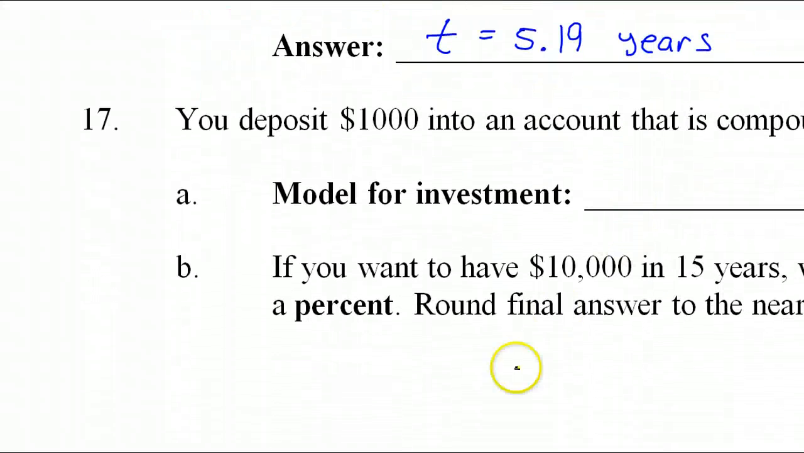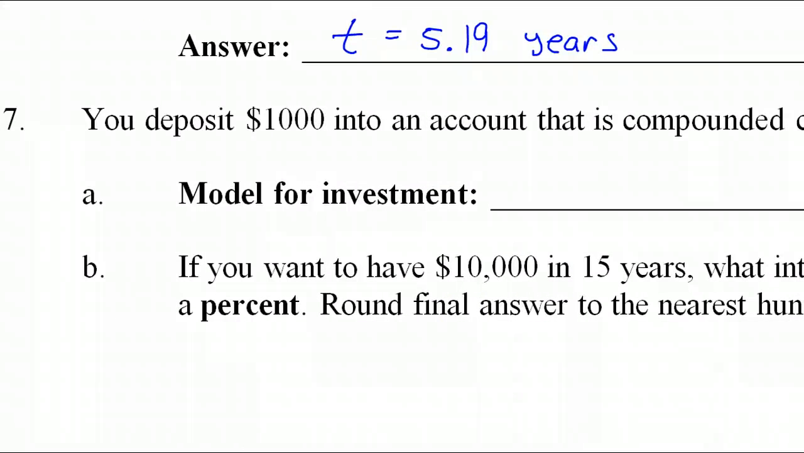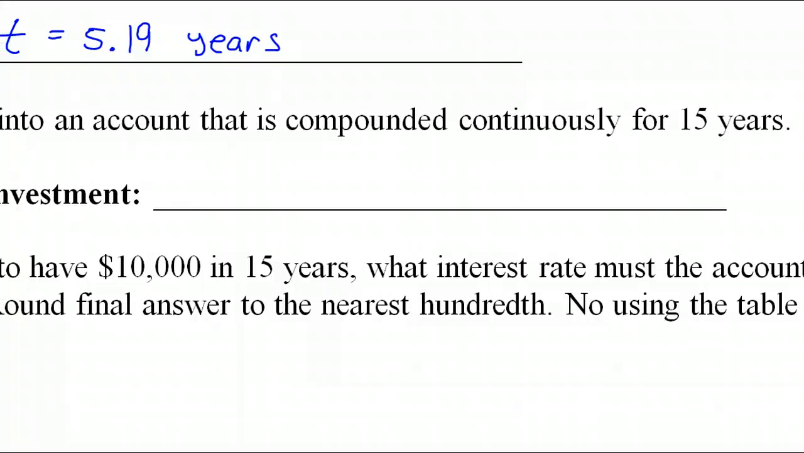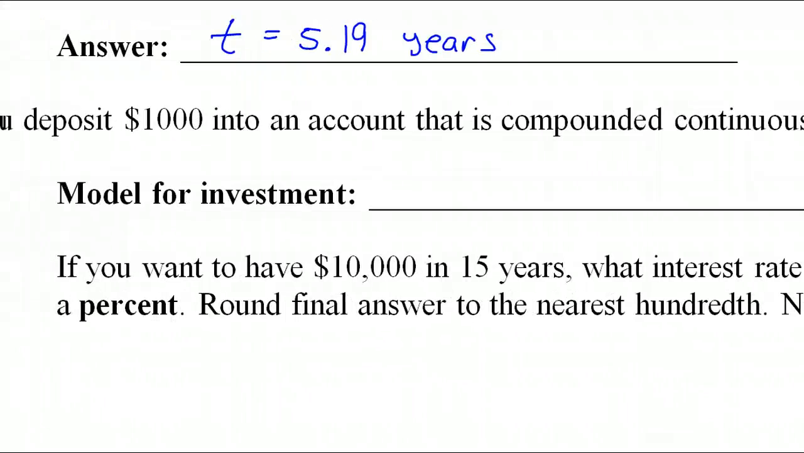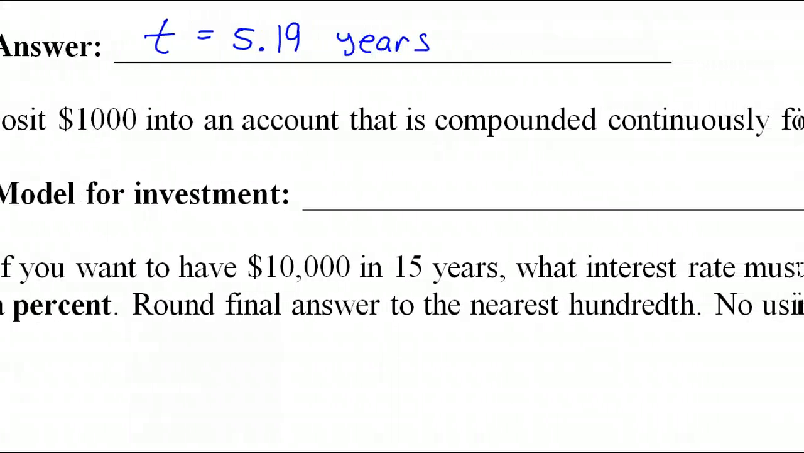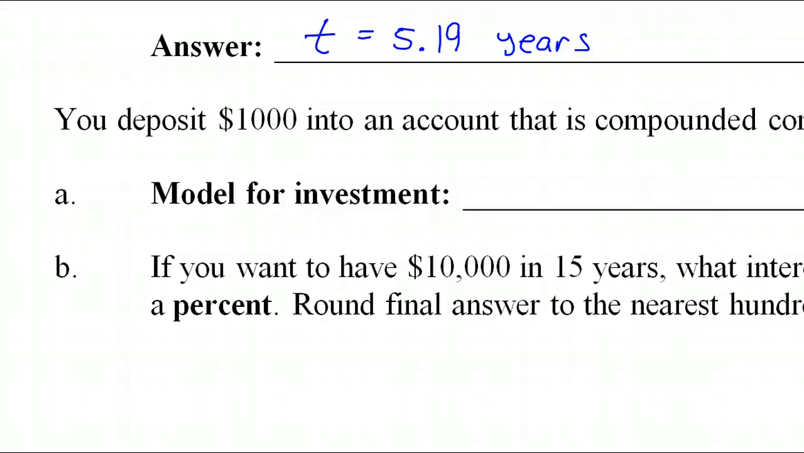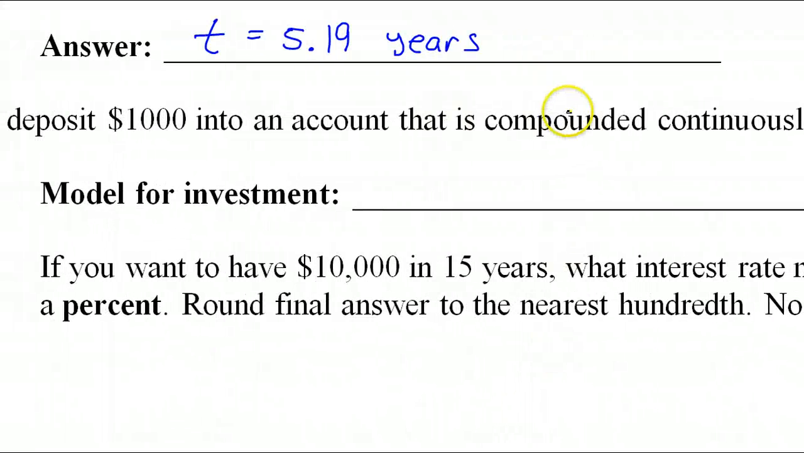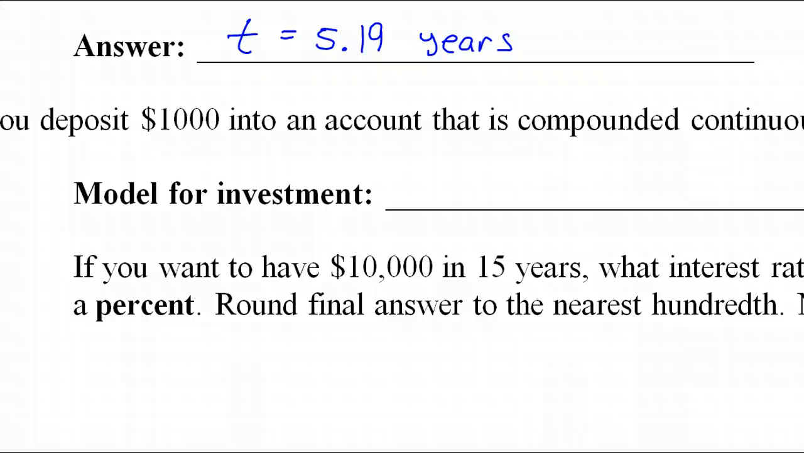Number 17. You deposit $1,000 into an account that is compounded continuously for 15 years. Okay, write a model for this. Fine and dandy. This time we don't know the rate, so we're going to have an R in this model.